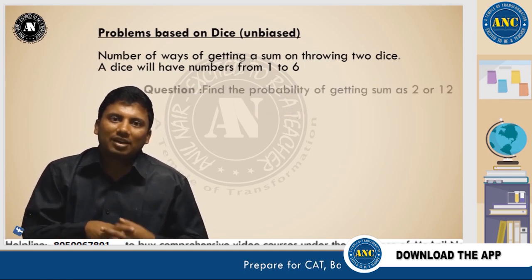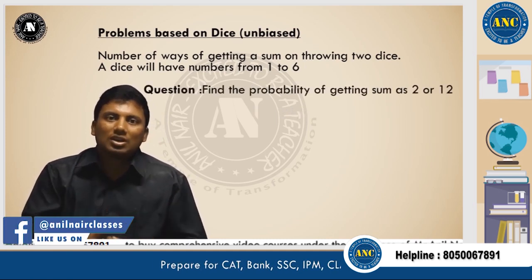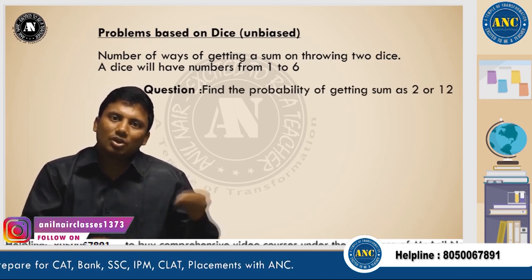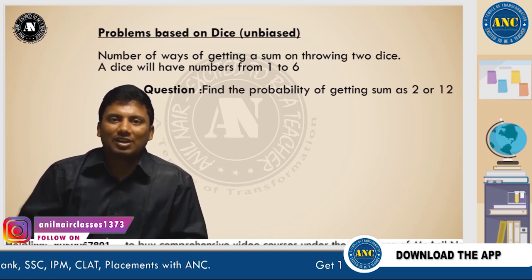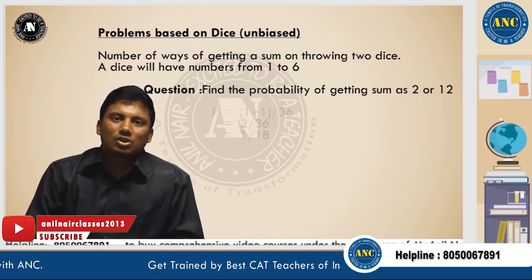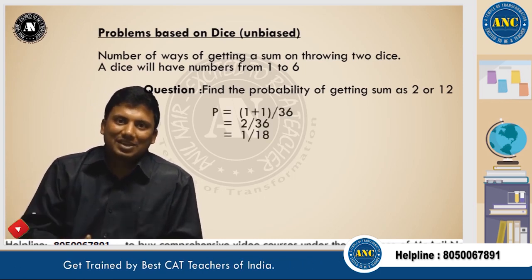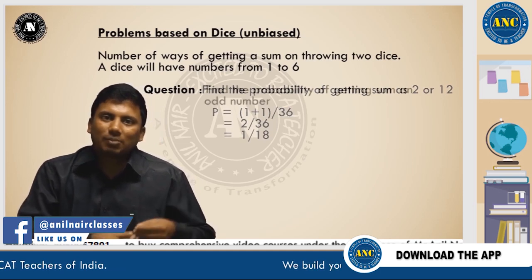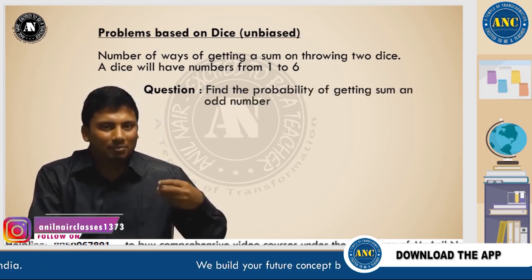One more question. What is the probability of getting sum equivalent to 2 or sum equivalent to 12? Sum 2, how many ways are there? 1 way. Sum 12, how many ways are there? 1 way. What is 1 plus 1? 2. 2 by 36. What will be the answer? 1 by 18.